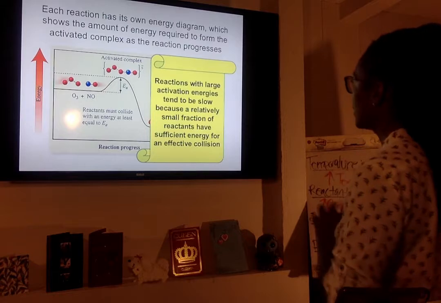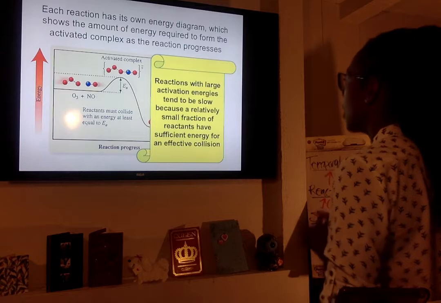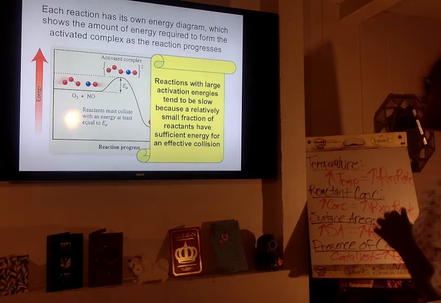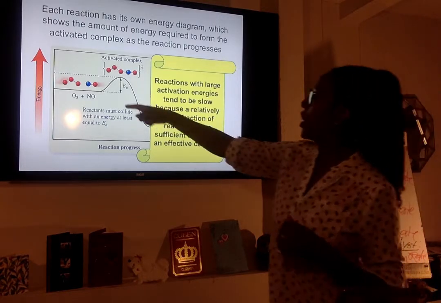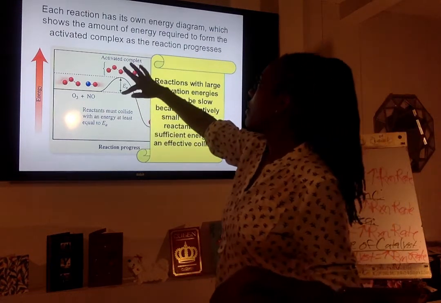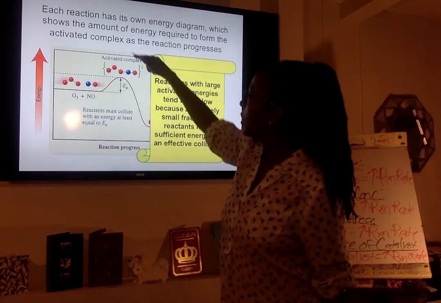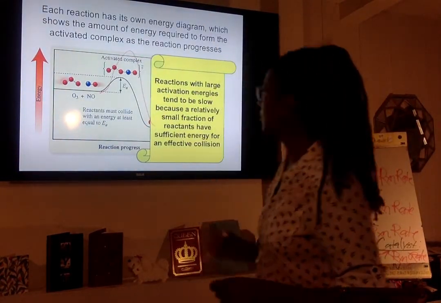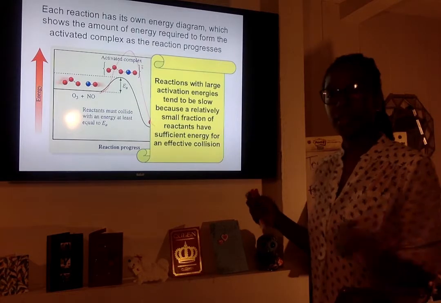Reactions with large activation energies tend to be slow because a relatively small fraction of reactants have sufficient energy for effective collisions. So if you have a large activation energy, the space from here to here is very large, right? So that's what this is saying. This could be a big thing. It could go like this, right? That would be a large activation energy. So yeah, that reaction rate is going to be slower, right?